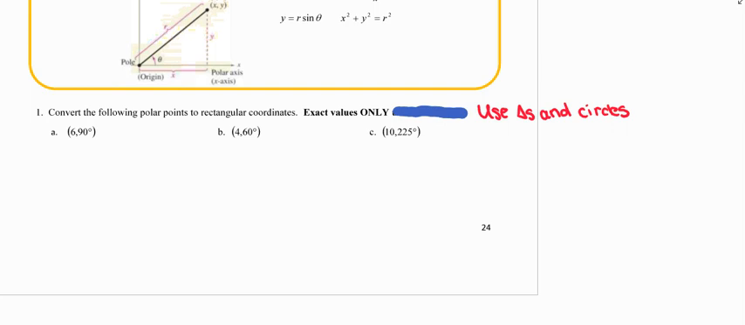I'm not sure which method Delta Math uses. I just want you to be aware that the method that I'm showing you is one possible method, but it is not the only possible method.